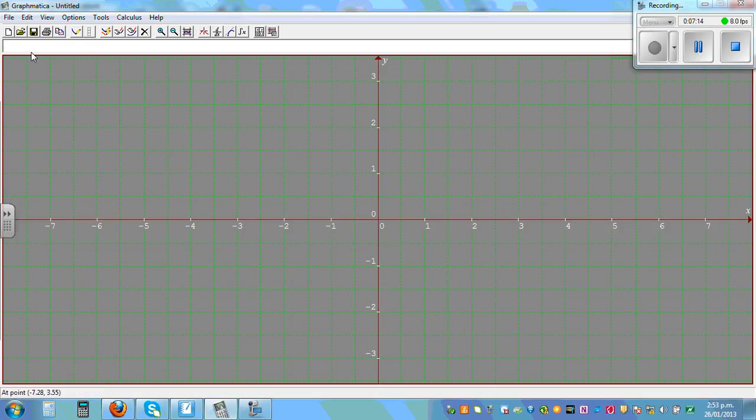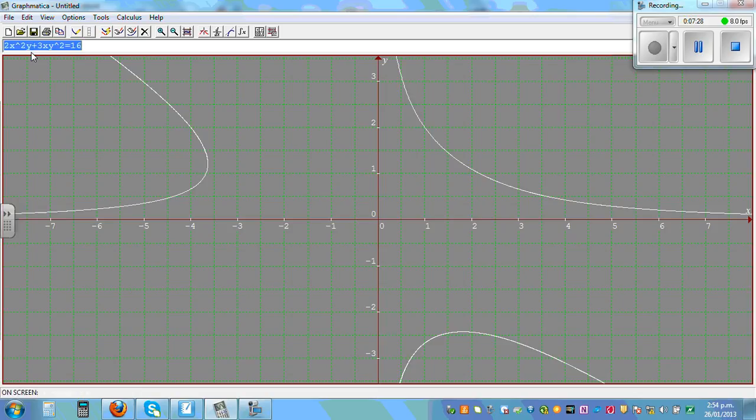So this is 2x squared y plus 3x y squared is equal to 16. So this is the graph. Okay, so can you see this point 1, 2? This is the point 1, 2.